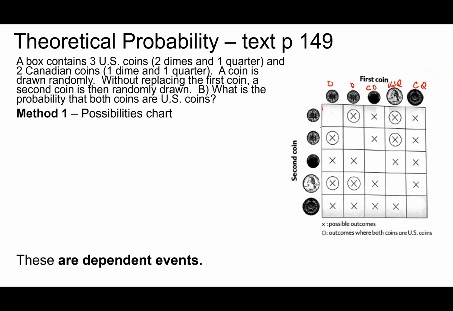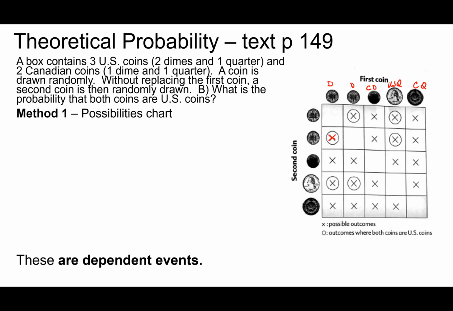Notice that I've got a blank space right here. Why do you think that's blank on this possibilities chart? Remember, I'm leaving the coin out of the box. So why don't I have an X or a circle on that spot? Alex? Exactly. So I can't draw the same dime, right, you guys? I already drew it out. So that's why we have blanks on these types of charts when we're talking about dependent events. I can't pull exactly the same dime out. So we're not going to put an X there because that's not possible, right?